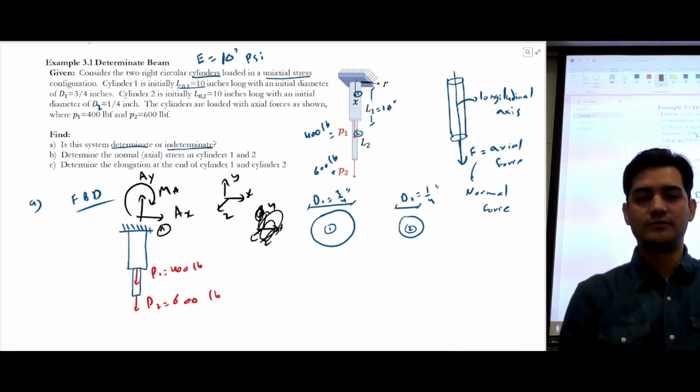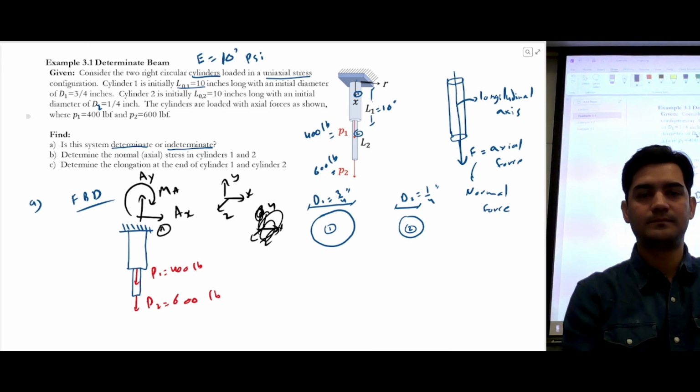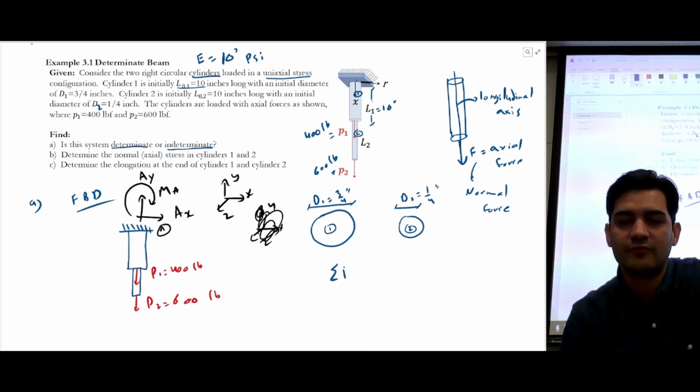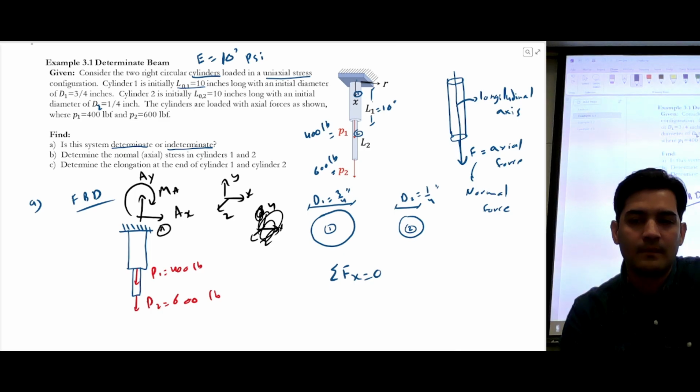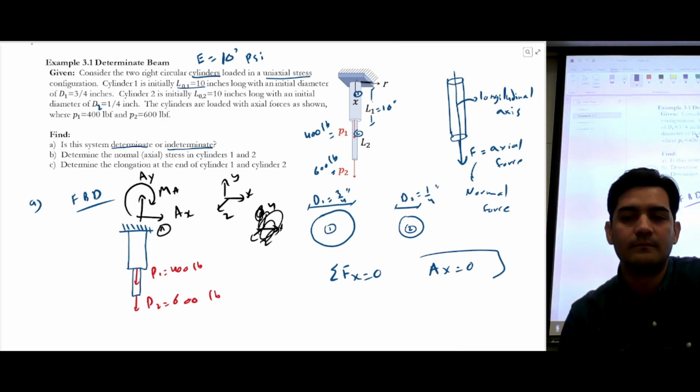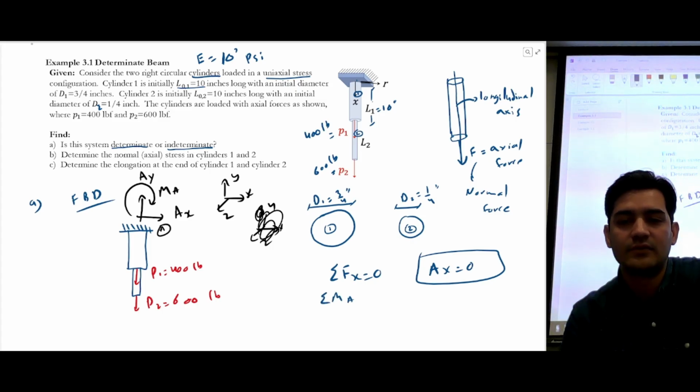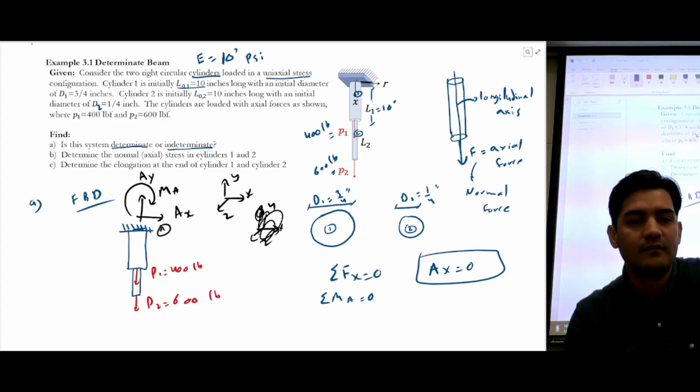So if you do summation of F of x is equal to 0, you're going to get A of x is equal to 0, right? If you do summation of moment at A is equal to 0, we can take a moment at any point, but if you take a moment at this point, all the forces have a moment arm of 0. So you're going to get moment at A is equal to 0.